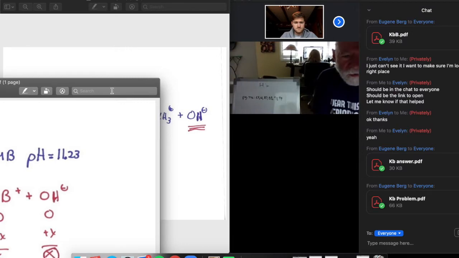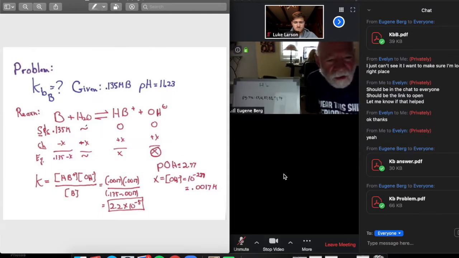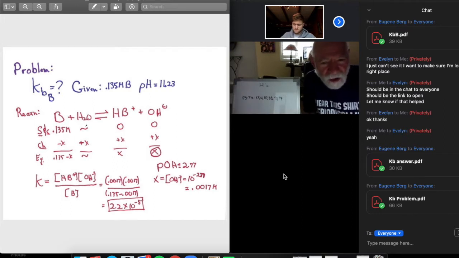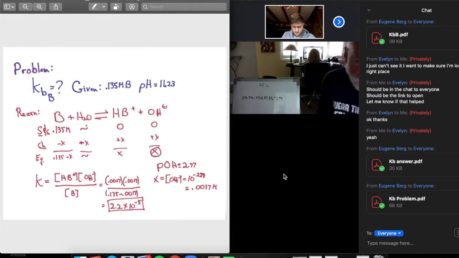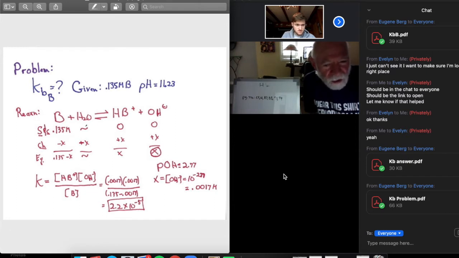Okay, so here's how the problem goes. The problem is, can you actually solve for the value of the constant, the Kb constant, given the starting concentration of the base, that's the 0.135 molar, and the pH was measured. So the first thing you have to be able to do is to write the reaction. You take the base, you put it in water, you do a Bronsted reaction, so you get HB and hydroxide. Starting concentration of the base is given, that's the 0.135 molar, plenty of water, and the two products are not given yet.